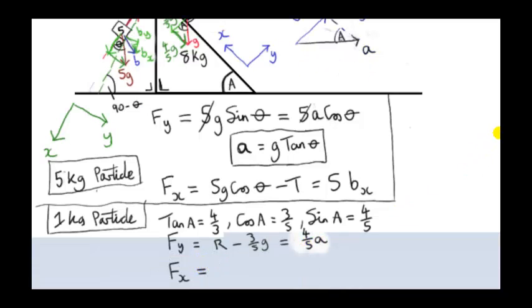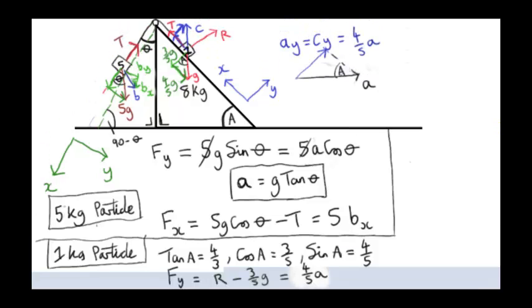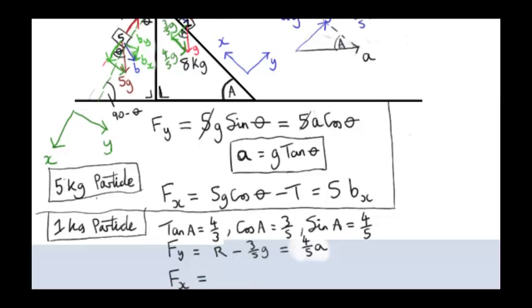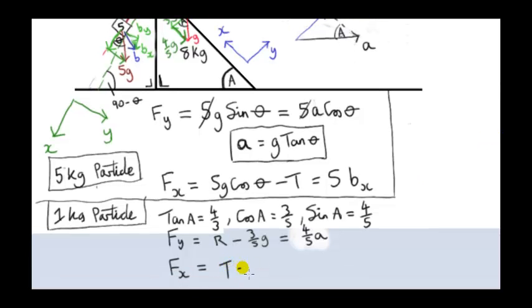What about the x component? Let's do that. Well, we have T pointing in the positive x direction, and we have minus 4/5 g, so T minus 4/5 g. We apply Newton's second law, and we take the mass, which is 1, times the x component of the acceleration, c sub x. Now what we can do is relate the x components of the accelerations of both particles.